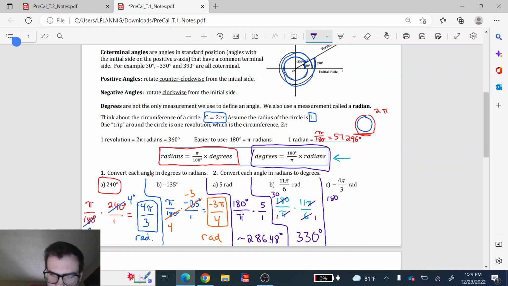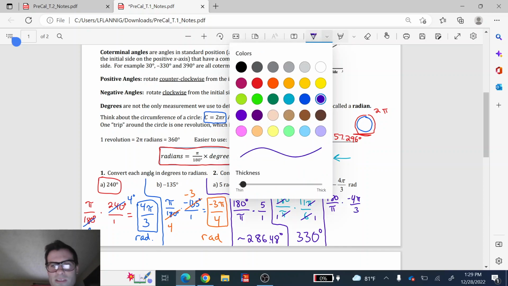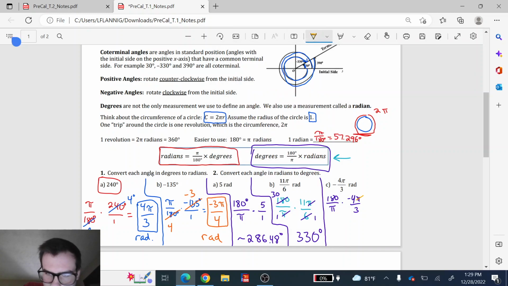You have 180 over pi times negative 4 pi over 3. Again, these can reduce, and that's what we'll do. We'll reduce this pi, and we'll reduce this 3 and this 180. Again, they're divided by 3, so this is 60, and this is 1, and the pi's go away. So you would be left with 60 times negative 4, which would give you negative 240 over 1, or just negative 240 degrees.